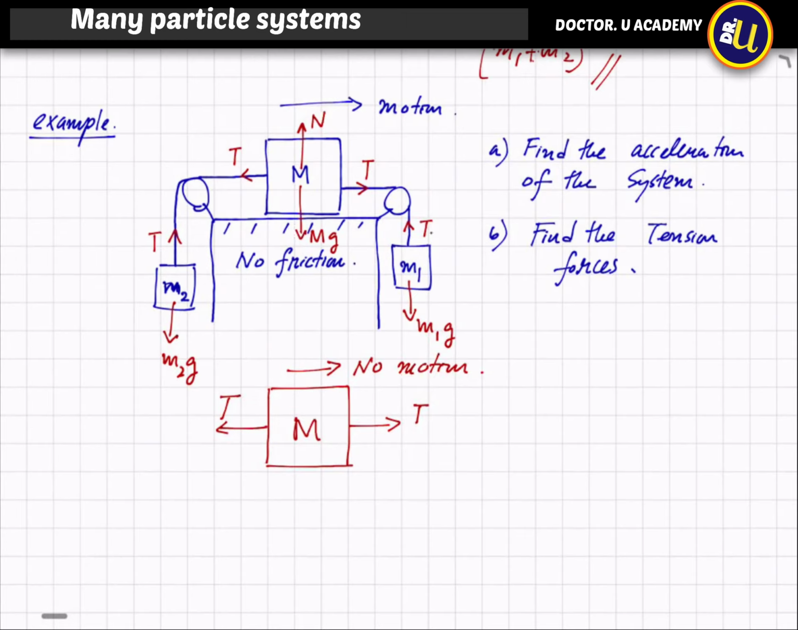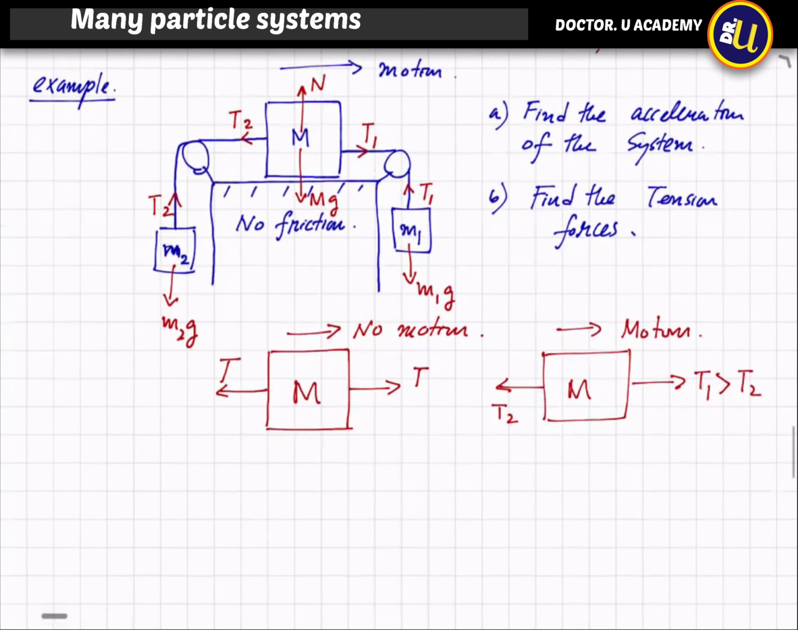So we have to mark down T1, T1, T2, T2. Then T1 to the right hand side, T2 to the left hand side. So now T1 should be greater than T2 if you need to have a motion. That is very important to understand.